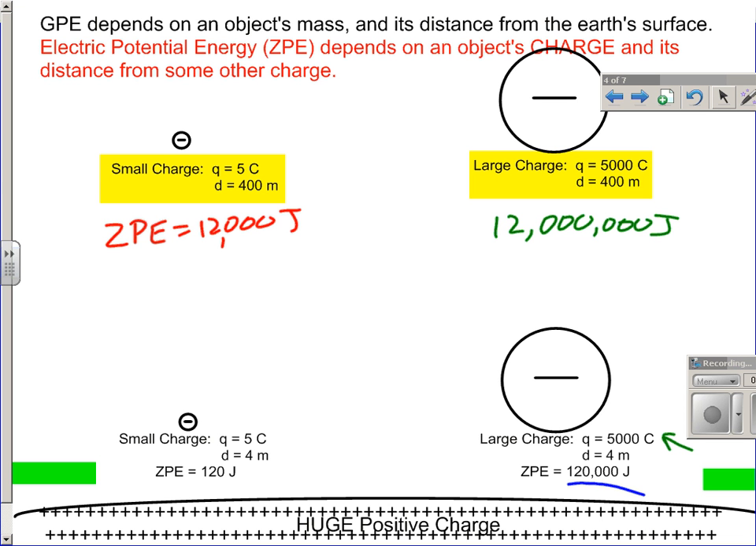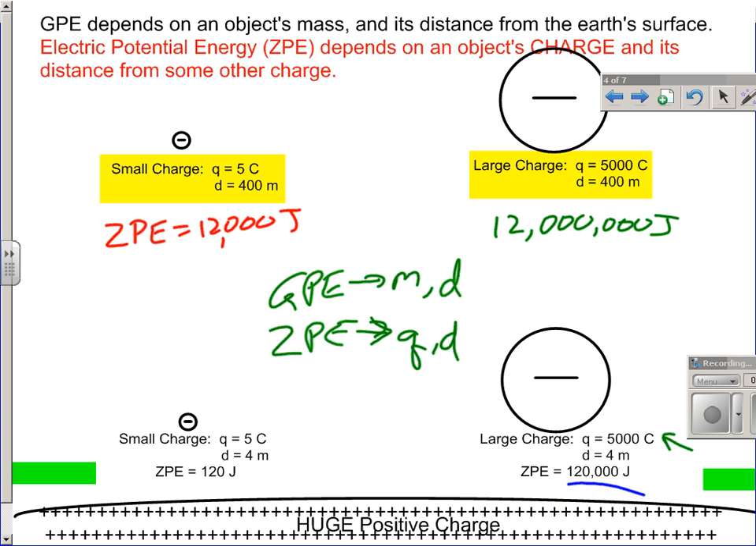Okay, so these numbers are not at all realistic, but what I want you to understand is the size of the numbers. In the same way that gravitational potential energy depends on, so let's sum this up, GPE depends on mass and the distance from the Earth. Electric potential energy depends on charge and the distance from the center of the Earth.